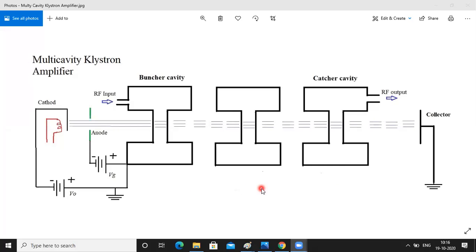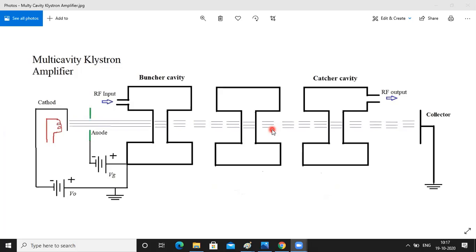Now the electrons are velocity modulated and density modulated. These electrons are velocity modulated and acted upon by the RF field. As I told you, due to this RF field, the velocity modulation takes place. This happens across the input and middle cavity, while the electrons travel through the drift space between the cavities. So the bunching action occurs and bunches are formed, as shown.